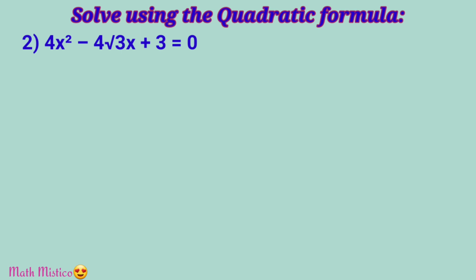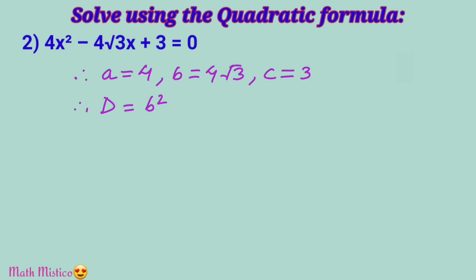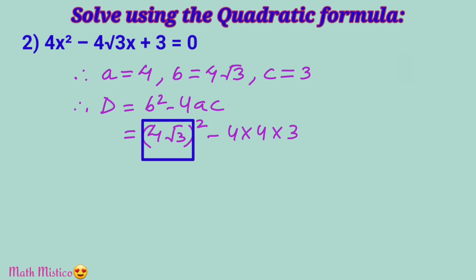It is already in standard form. So comparing, we see that a is 4, b is 4√3 and c is 3. So quickly find out the discriminant. We have (4√3)² - 4 × 3. Now square both these terms. So 4² is 16 and (√3)² is 3. 16 3s are 48.